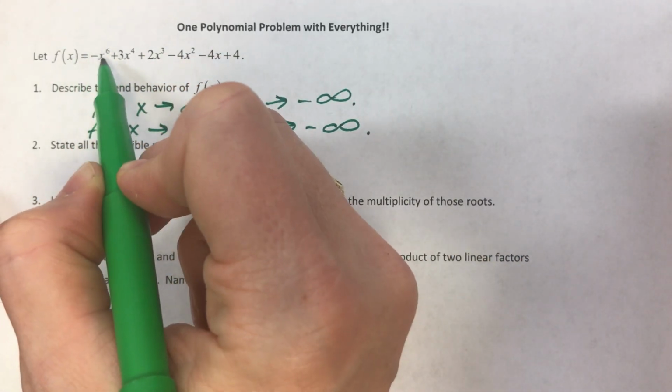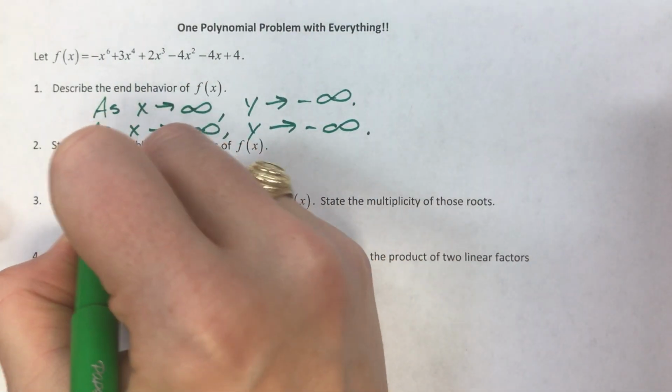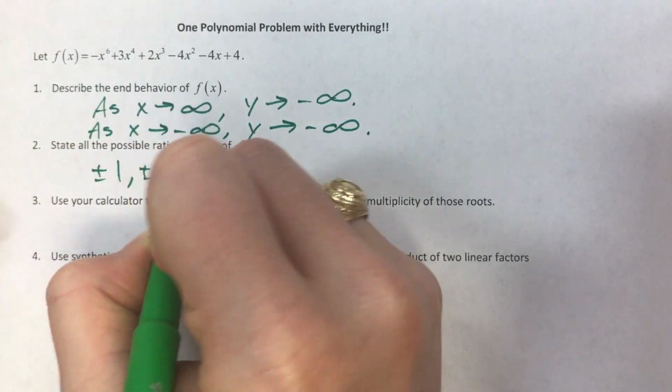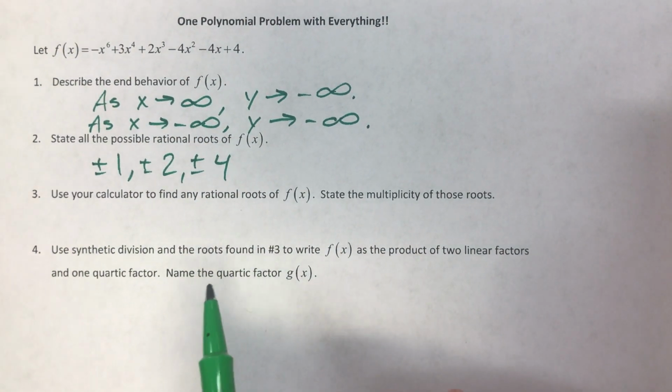The possible rational roots: we want the factors of the constant divided by the factors of the leading coefficient. It's really grand when this is a 1 because you don't have to do much. So it's plus or minus 1, plus or minus 2, plus or minus 4. Use your calculator to find any rational roots.